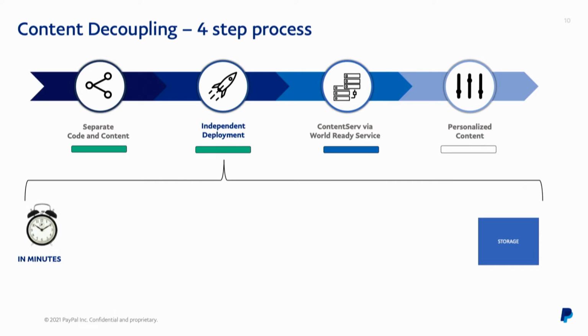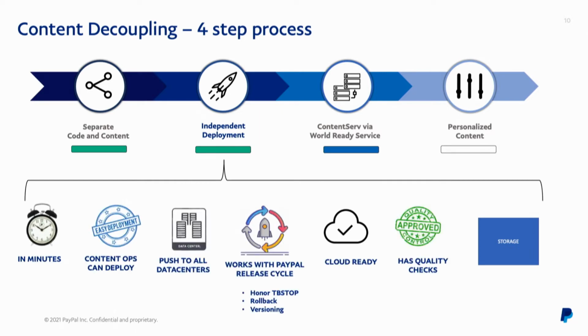When it comes to content decoupling, we are looking for a capability in which we can deploy the content within minutes. Anybody could deploy, or we have a content ops team that could deploy. It has to push to all the data centers. It works with PayPal's release cycle. If we say TB stop, it means this is a critical time, don't push anything to production. That's what we call TB stop, and we should honor that. It has to be cloud ready.